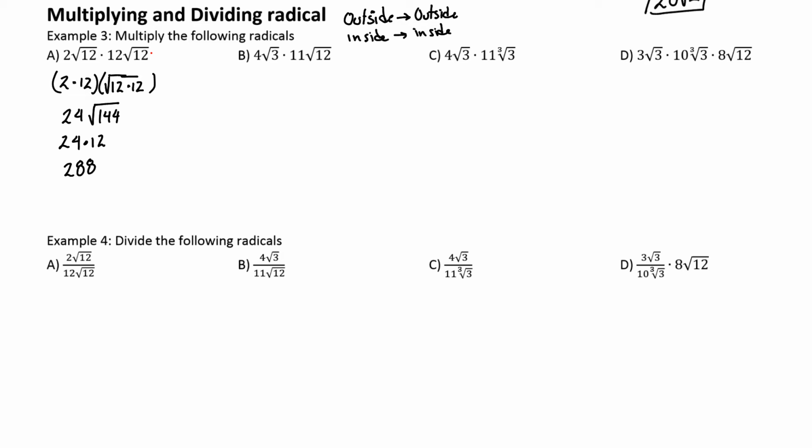Same thing for the second one. Multiply the outside to the outside. You get 44, right? 4 times 11. And then you're going to get 3 times 12, which is the square root of 36. We know 36 to be a perfect square root, okay? Which becomes 6. Now we have 44 times 6, which is 264.